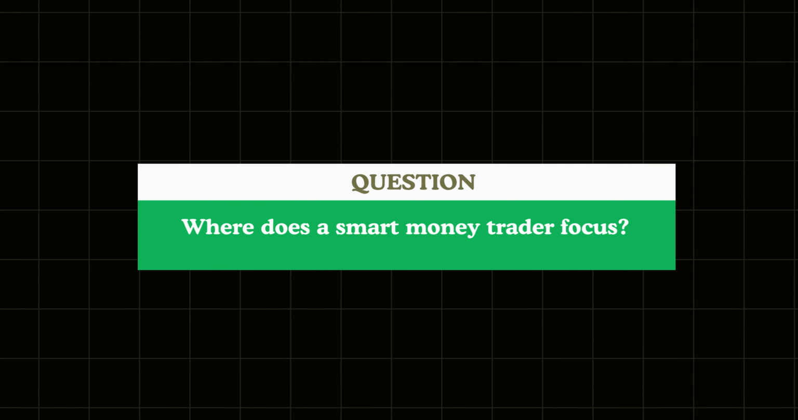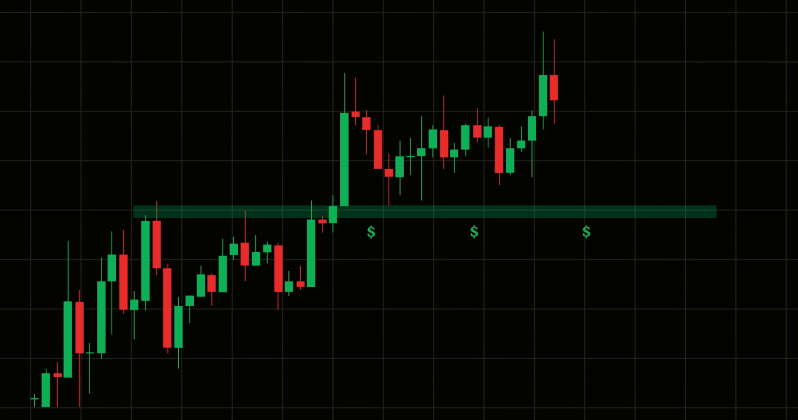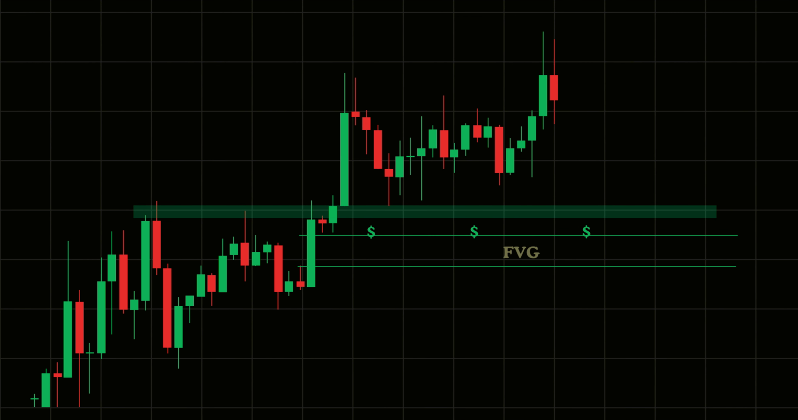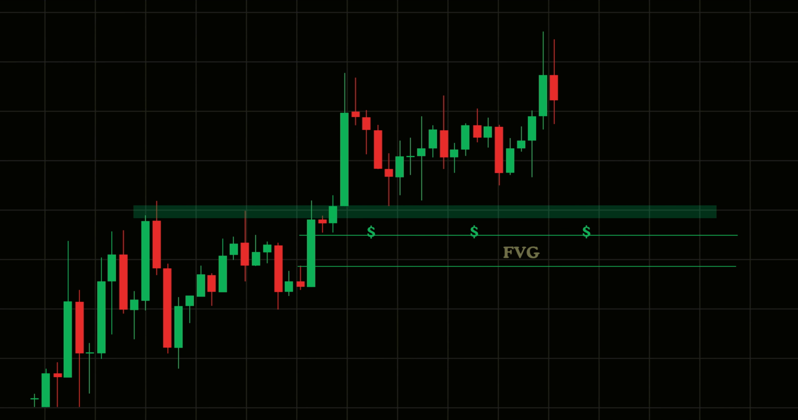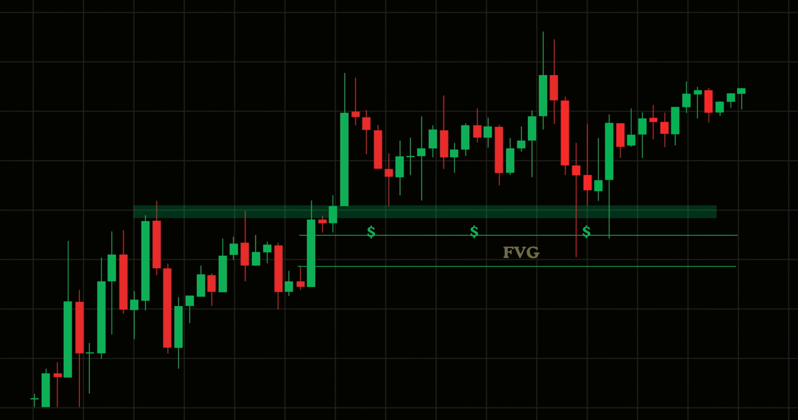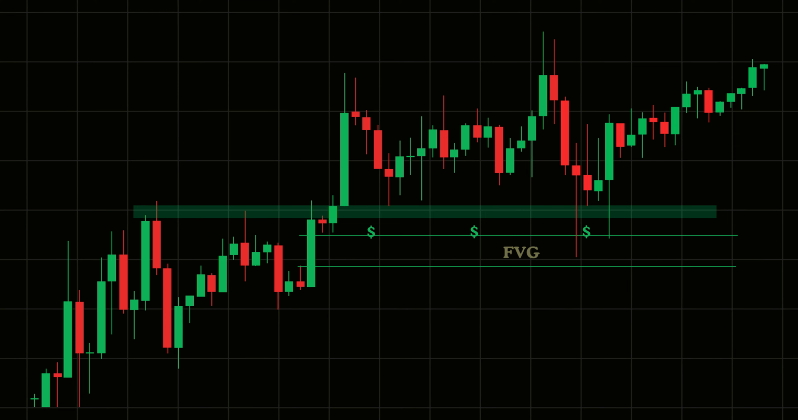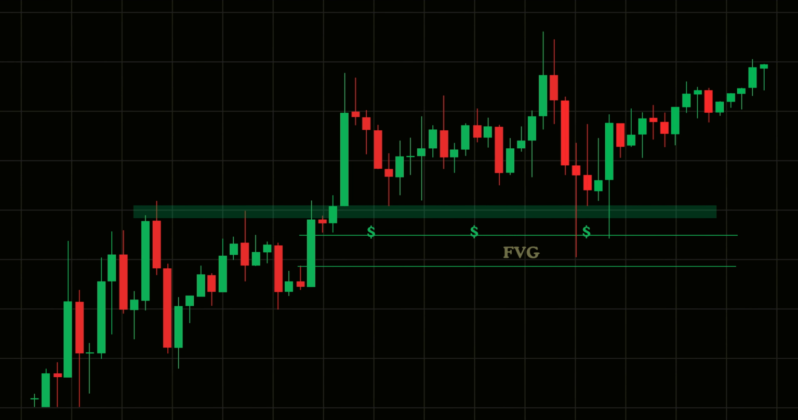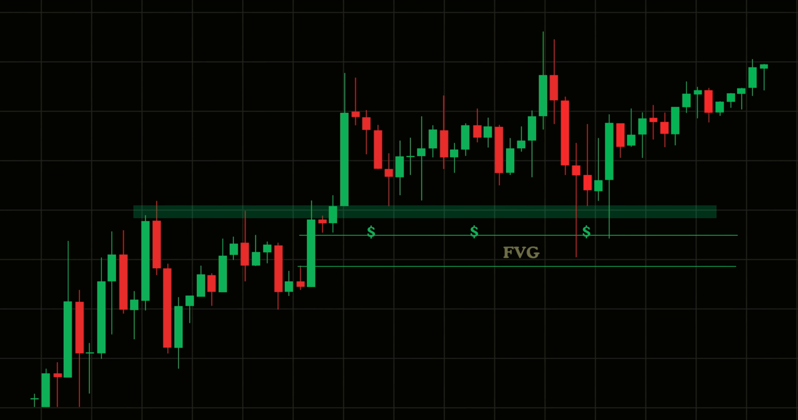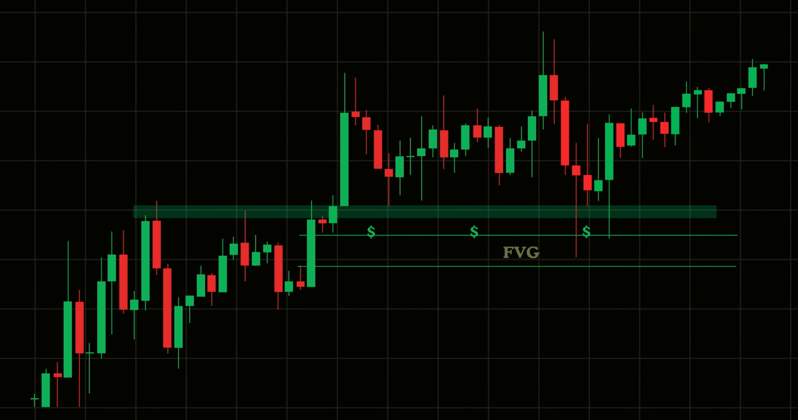So where does a smart money trader focus? If we examine the left-hand side, we can spot a fair value gap near the lows. This also acts as an extreme demand zone. That becomes our key point of interest, and we start looking for buy setups in that region. As a smart money trader, the goal is to get involved after liquidity has been cleared, utilizing a precise blend of market structure and liquidity dynamics for optimal entries.